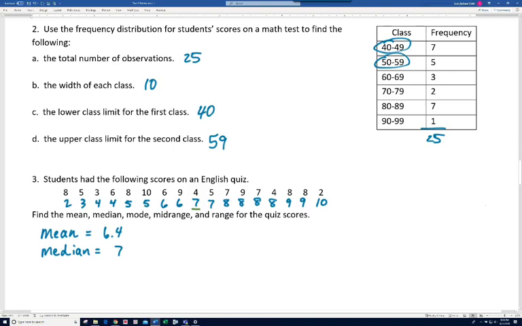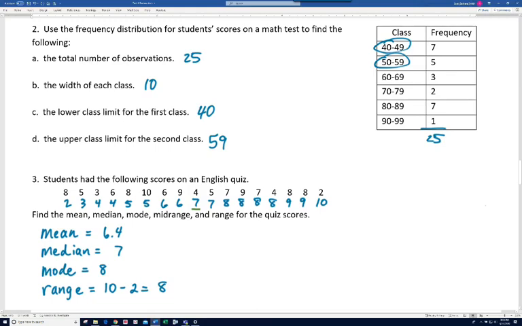And for the mode, the value that occurs the most is 8. For the mid-range, we're going to actually average the smallest and highest value. And I think I actually skipped that. The range, we subtract the smallest from the largest value, which makes that 8.